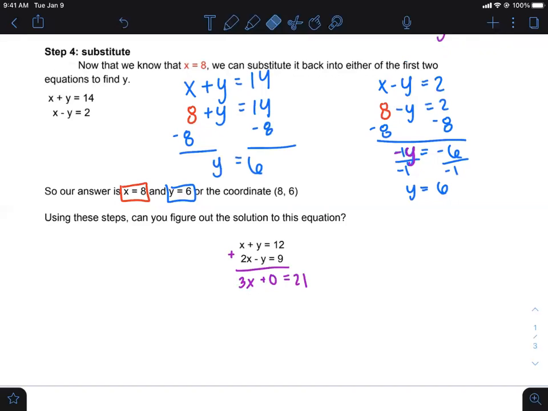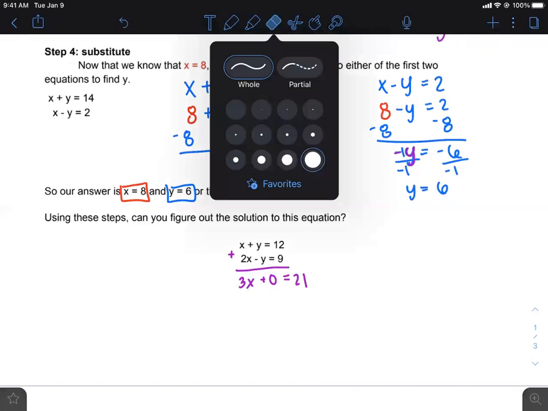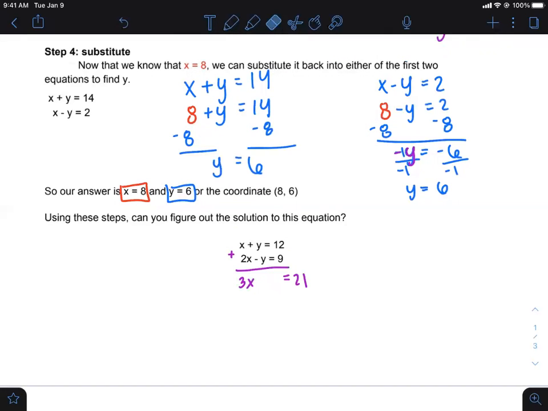So I'm left with, if I don't erase it, 3x is equal to 21. Okay. 3x is equal to 21. What's my x variable? How am I going to solve for it? You divide by 3 on both sides. Perfect. So x is equal to what then? 7. Perfect. x is equal to 7.